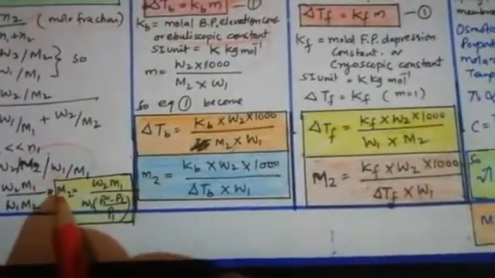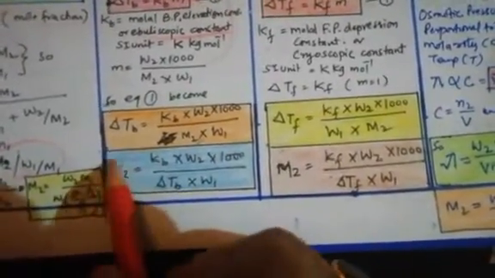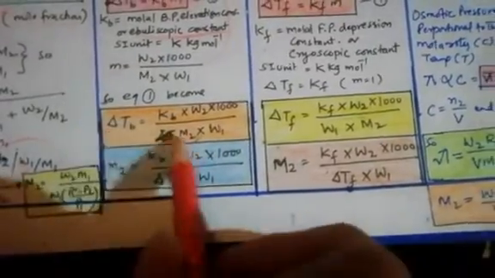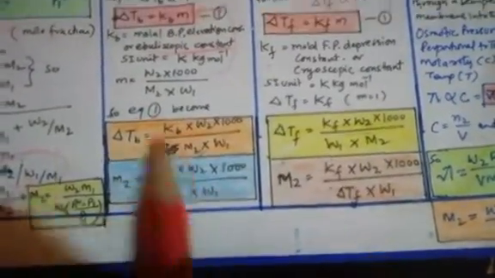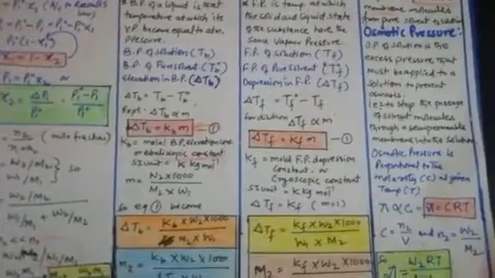Okay, and after that, by reshuffling, sometimes the question asks for M2, the molar mass. The molar mass can be found as M2 equals Kb into W2 into 1000 upon delta TB into W1. By using this formula you can calculate any numerical. Okay, one numerical we will discuss and practice now.